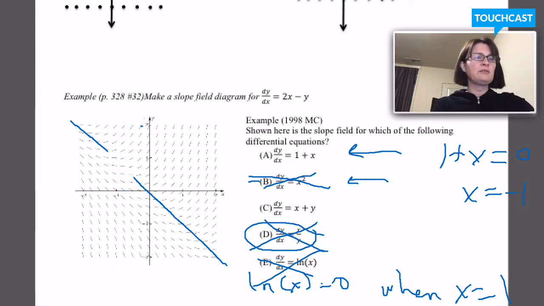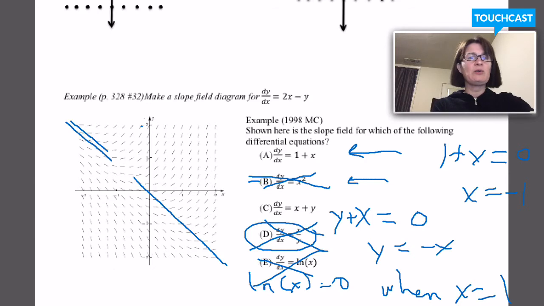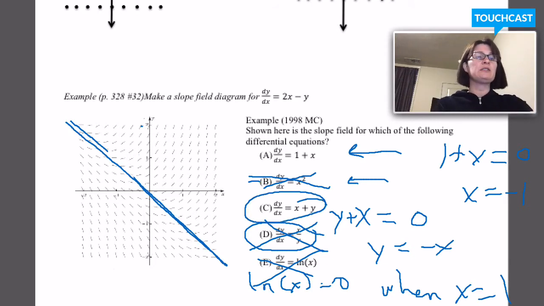So check out this last one, which I saved for last on purpose. If I let x plus y, y plus x, equal 0. Well, when does that happen? That happens when y equals negative x. Well, check out, what do you think the equation of that line is? Those are all the places where x and y are opposites. That's where I have 0 slopes. So I'm going to conclude that this is my answer. C is my answer. You could make your own slope field diagram for dy/dx equals x plus y and see that it matches.